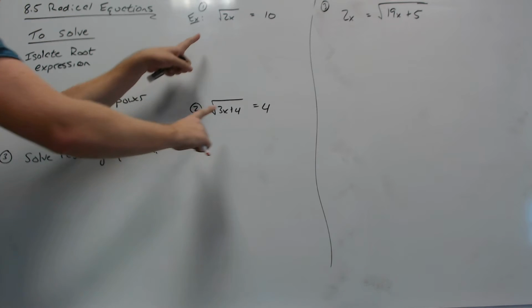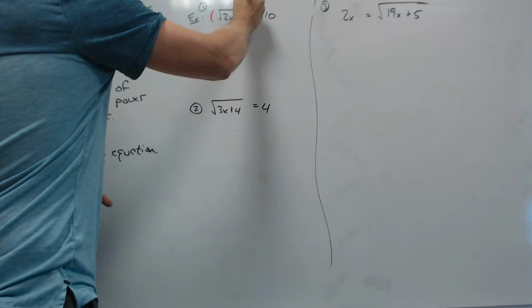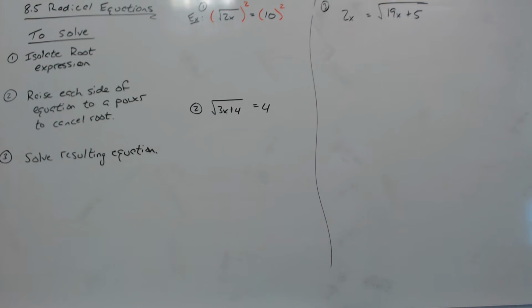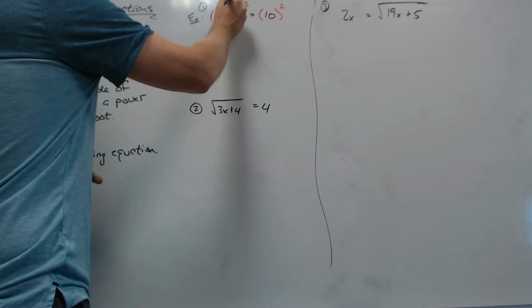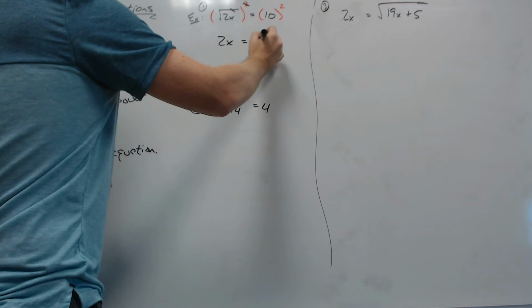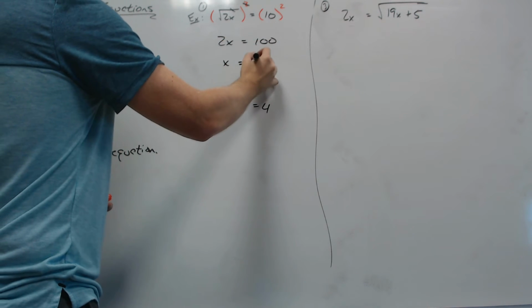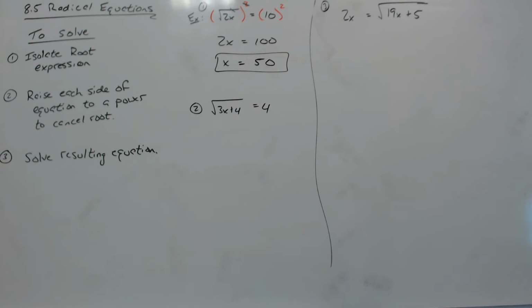Since they're all already isolated for the root, I can square both sides. And squaring a square root is going to cancel it out. So we have 2x equals 10 squared, 100. Divide by 2. And we get our answer of 50.